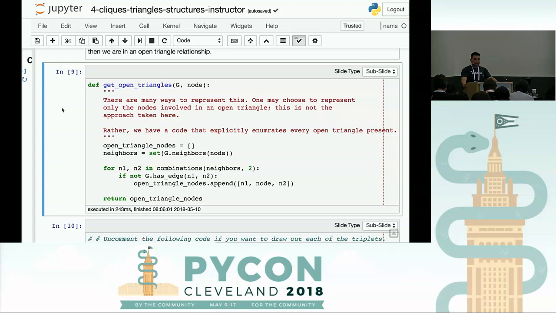Okay, so how many people are done with this exercise? Give me your thumbs, please. Okay, we'll wait for a few more people to finish up this one. Note that the requirement of this function is slightly different. We don't want just the node set. We want every triplet to be enumerated, right? So just keep that in mind when you're doing this.